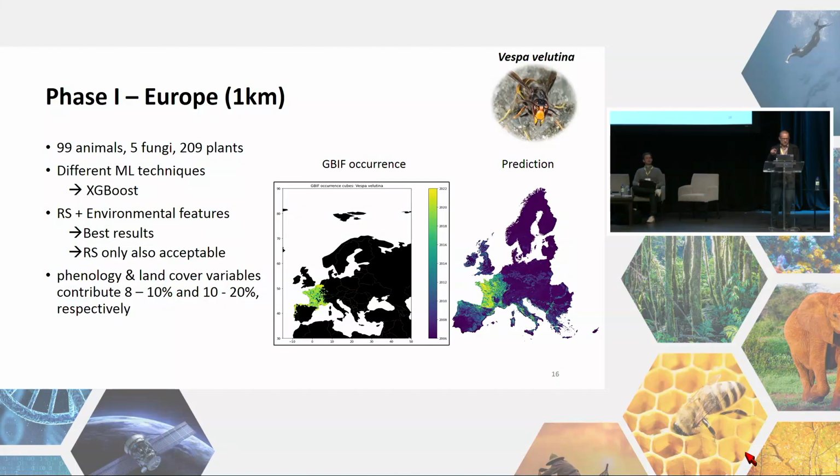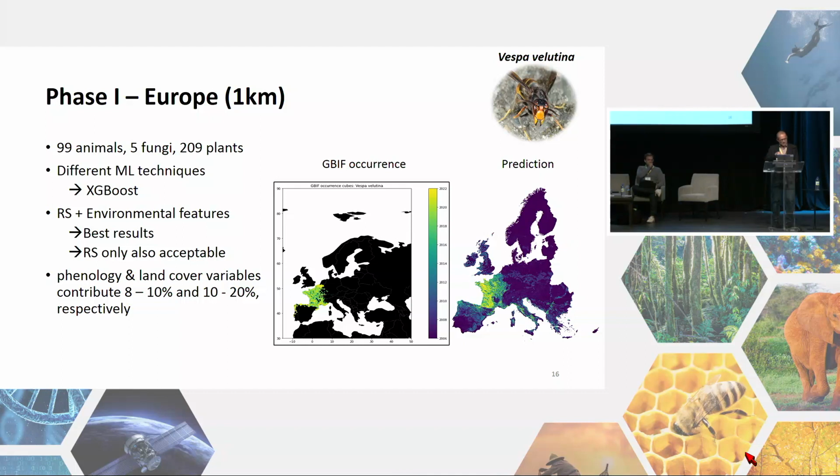In the first phase, the project modeled a broad set of invasive species, including 99 animals, 5 fungi, and more than 200 plants, as I said, at 1 kilometer spatial resolution. You can see an example of the model prediction for Vespa velutina, the Asian hornet. On the left, you have the occurrences from the GBIF database, which was actually used for training the model.